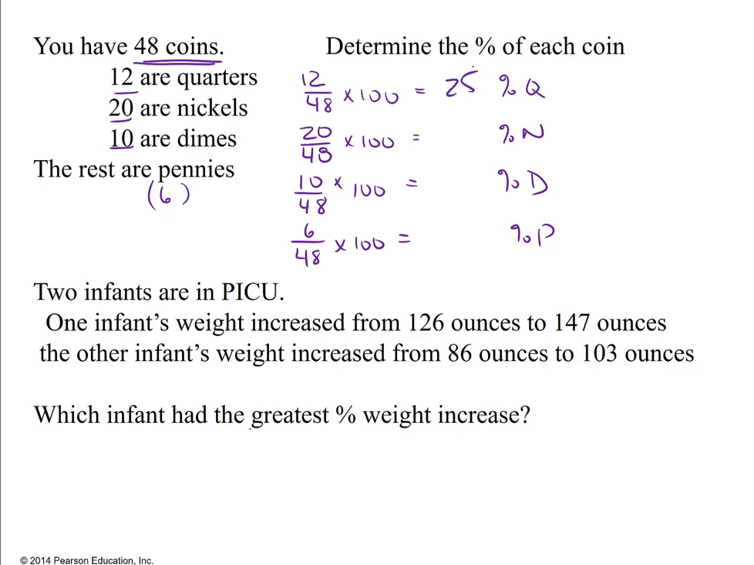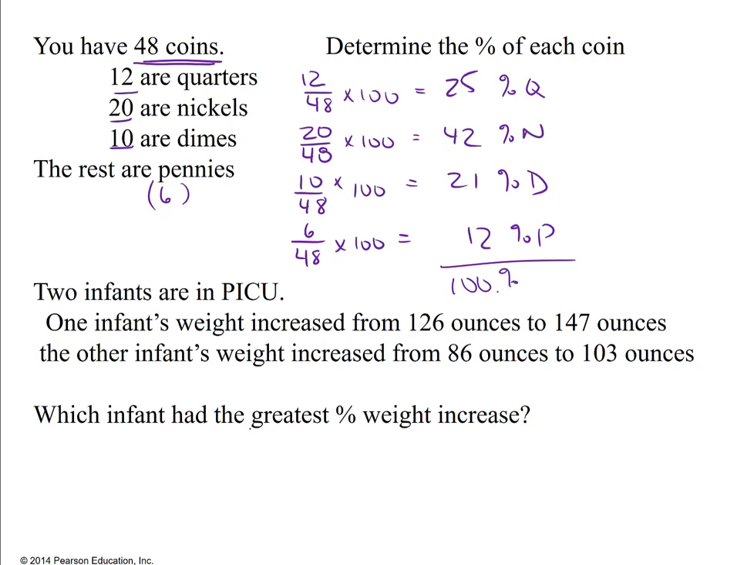20 divided by 48 times 100 gives us 42. 10 divided by 48 is 21. 6 divided by 48 is the rest of them, and so I would get 12. So all of these should add up to 100. Yeah, they should add up to 100 total, because that would be the parts of the whole.